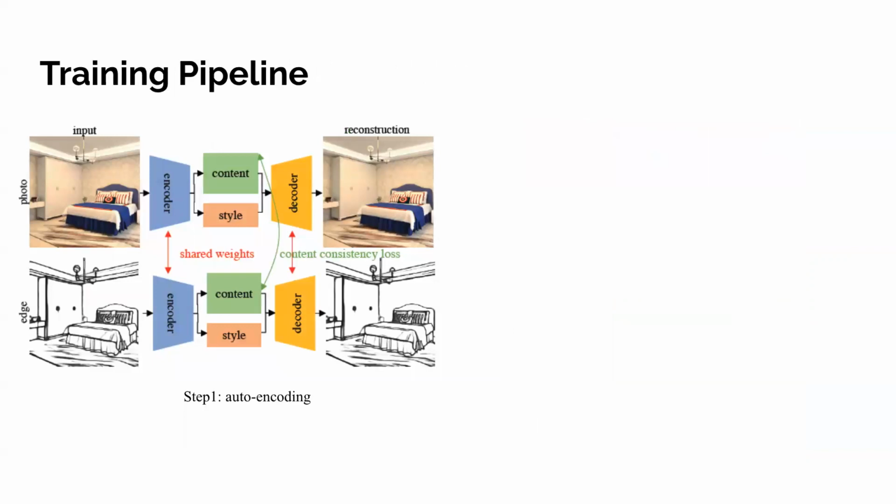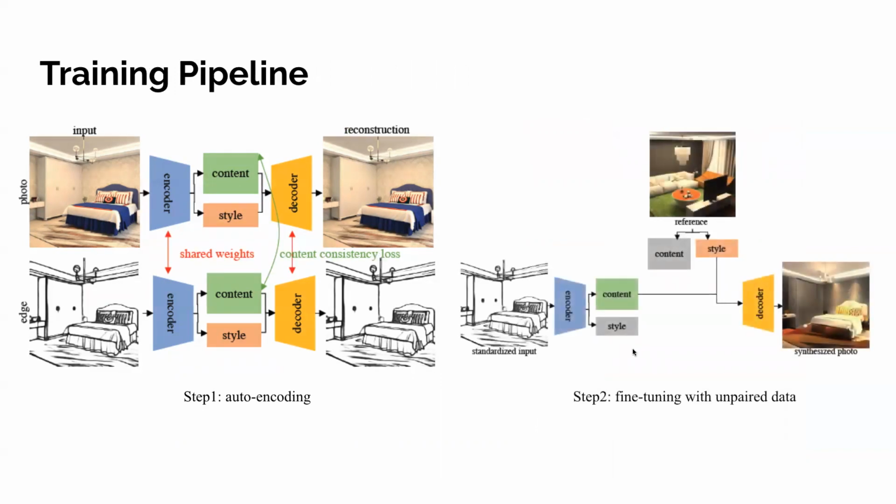Here is just the training pipeline of the different stages. First we learn disentangled content and style representations by auto-encoding. And because we know the correspondence between image and scene, we apply a content consistency loss between the two representations. And finally, we just fine-tune with this unpaired data, which has sketch and reference, and then finally we synthesize the photo.